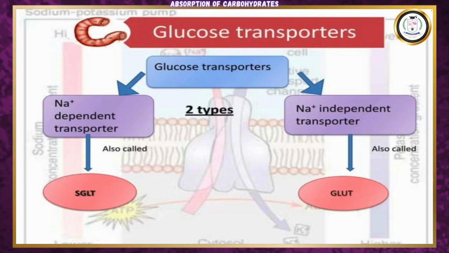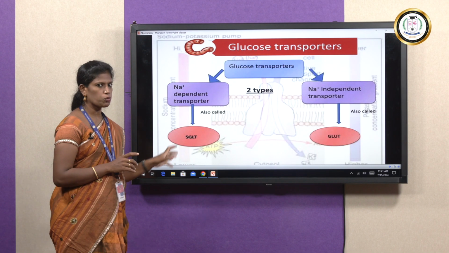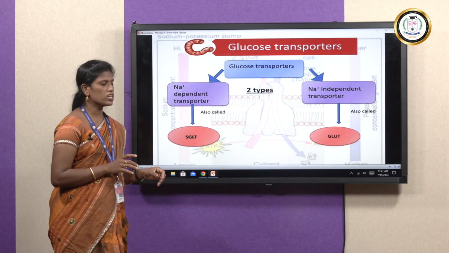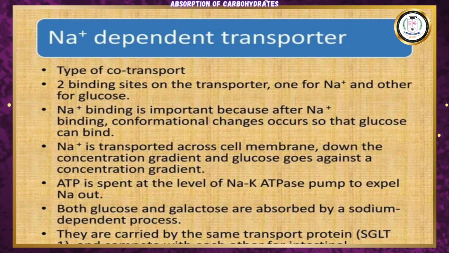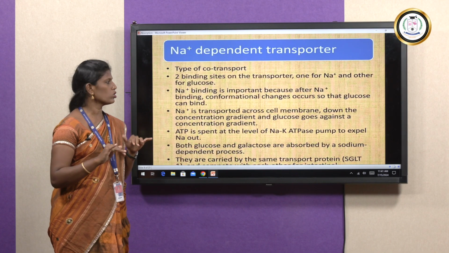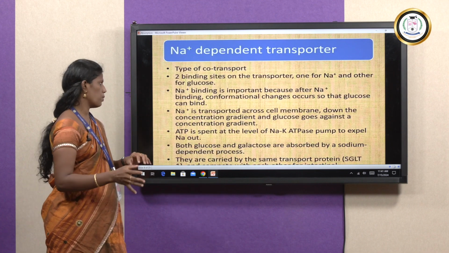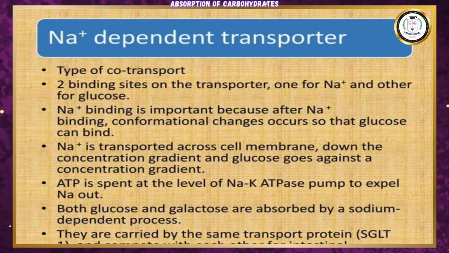The glucose transporters are of two types: sodium dependent transporter, also called SGLT, and sodium independent transporter, also called GLUT. The sodium dependent transporter is also called a co-transporter. It transports both glucose and sodium. Sodium is transported across the cell membrane along the concentration gradient, and the glucose against the concentration gradient. In this process, it requires ATP in the form of energy.